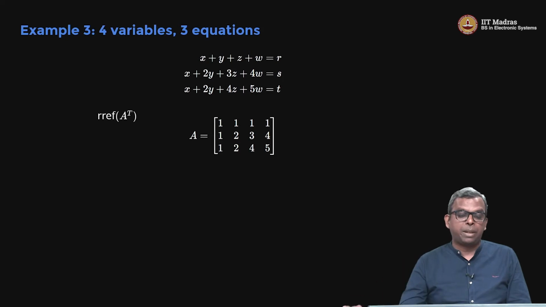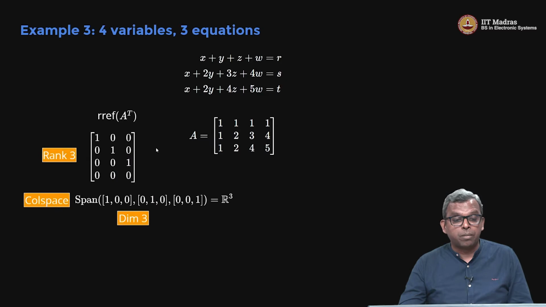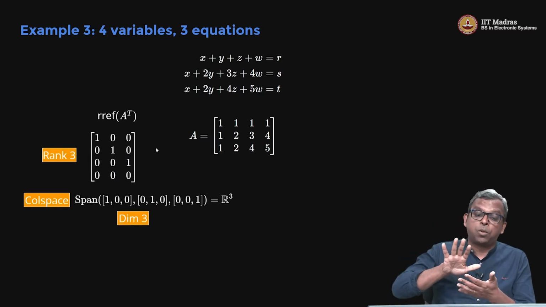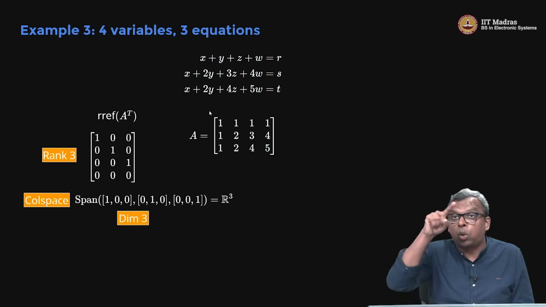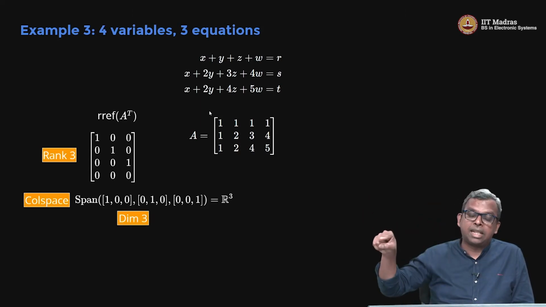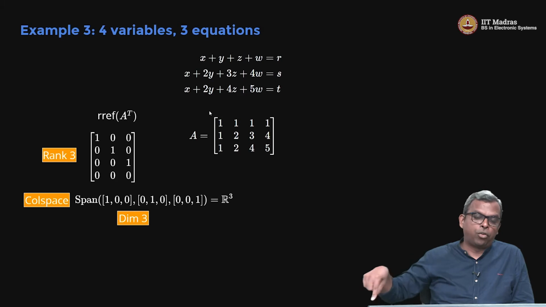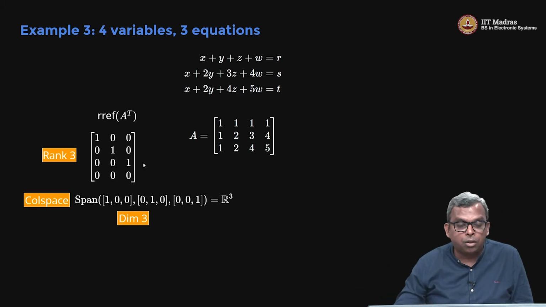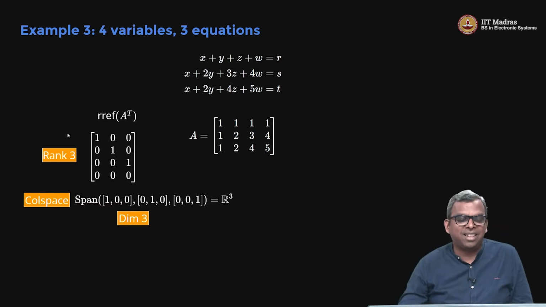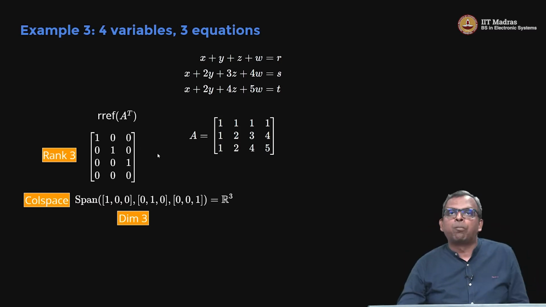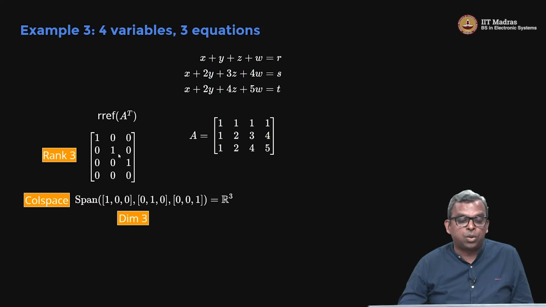To find the column space, we know we have to look at the RREF of A transpose. A transpose becomes a 4 by 3 matrix. What is A transpose here? It will be 1, 1, 1 in the first row, 1, 2, 2 in the second row, 1, 3, 4 in the third row, 1, 4, 5 in the fourth row. So it becomes a longer vertical thing here. And then if you do RREF, you will get 1, 0, 0, 0, 1, 0, 0, 0, 1, 0, 0, 0.